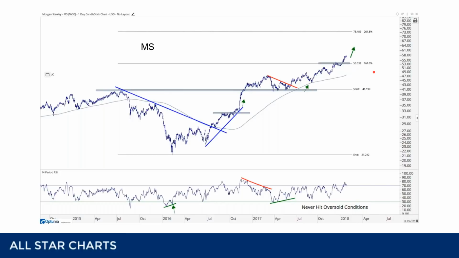Do me a favor and throw Morgan Stanley in that list of stocks and indexes that we're looking at for risk management purposes. If we're above 53.5, we want to be long. I think we go to 73.5.